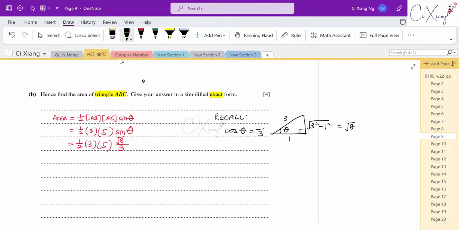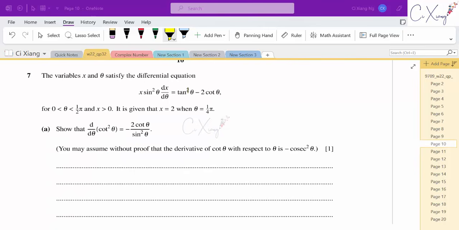Okay, 3 and 3 can be simplified. And then the square root 8 here, I can further simplify to become 2 square root 2. Then again, the 2 and the 2 can be simplified. Then multiply the 5 with the square root 2. My final answer will be 5 square root 2. Okay, so this is how we solve question number 6.